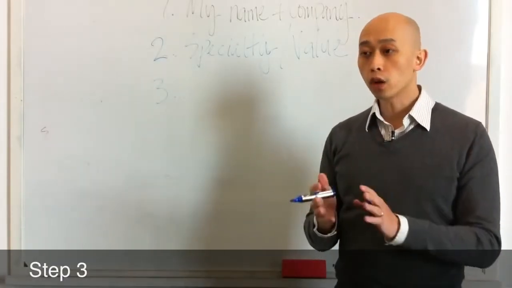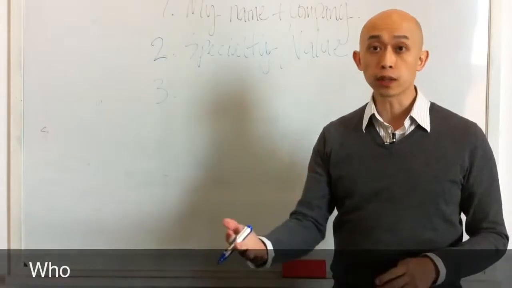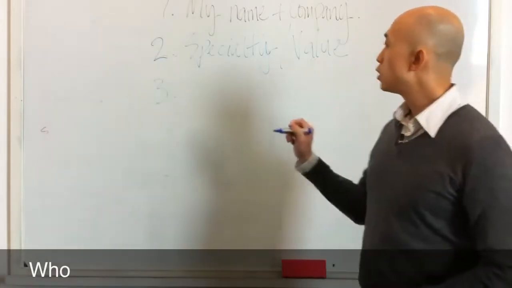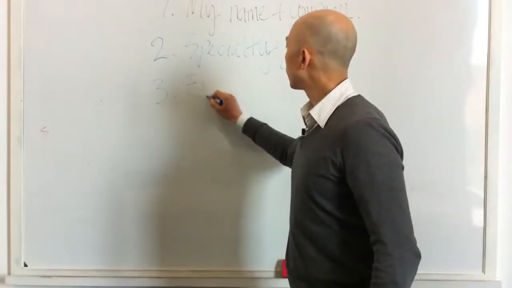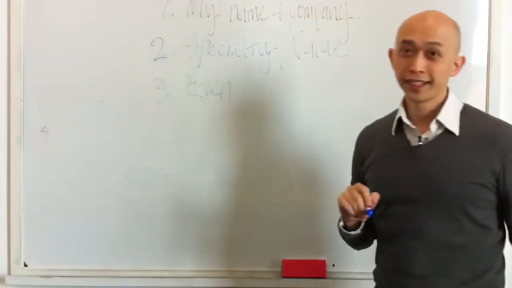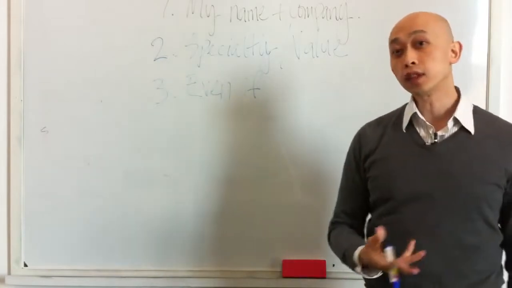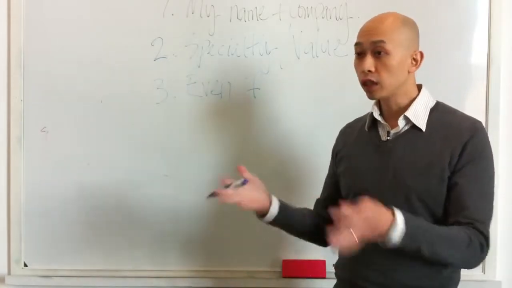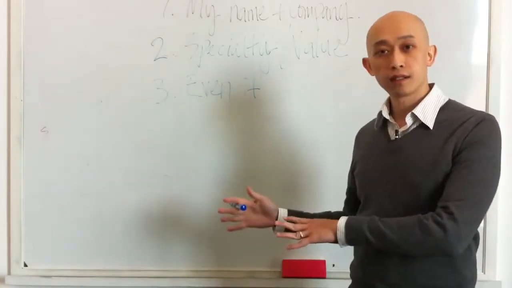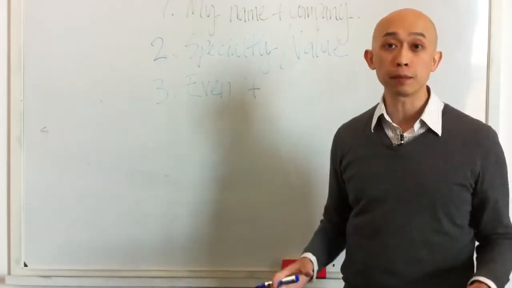Now, the third part of this, step number 3, is to say who you can actually help, because people want to know if they are the ones that you can help. Now, how do you do that? You would use the word even. And you would also follow that by even if. What does even if mean? It means even if you can't do this, you can still do it. It gives them the possibility that you can help anybody.